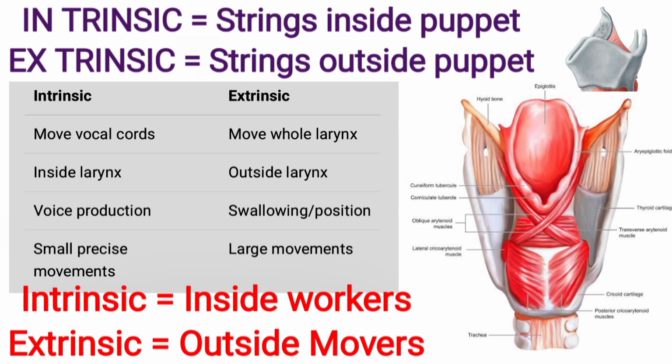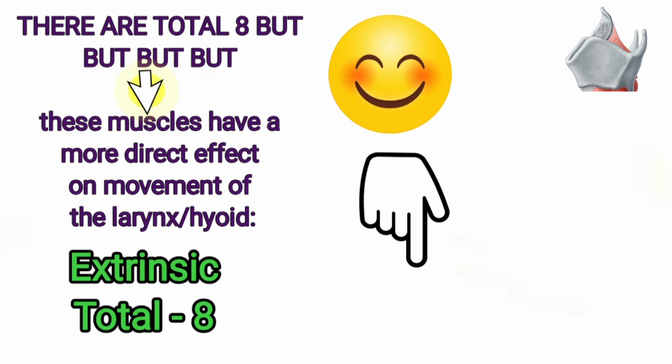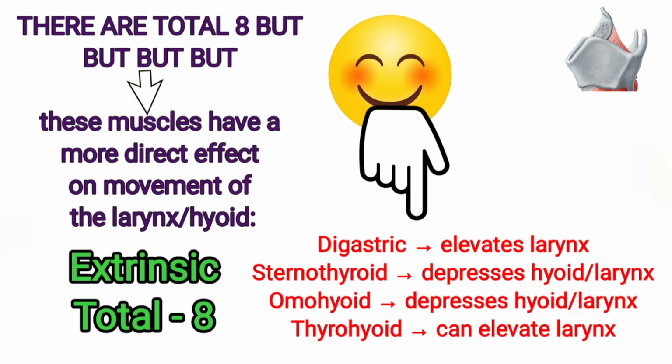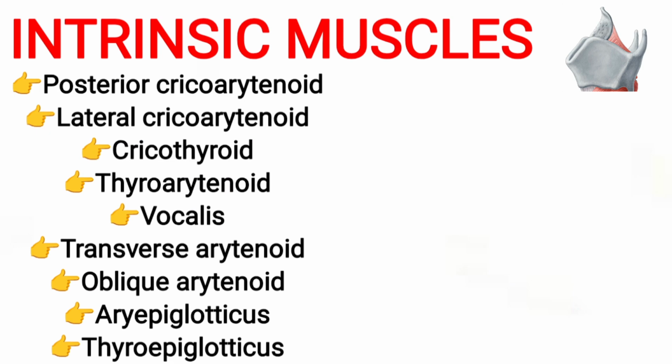Now let's see the names of extrinsic muscles: sternothyroid, thyrohyoid, omohyoid, and digastric. And which are the intrinsic muscles? Here you can clearly see: posterior cricoarytenoid, lateral cricoarytenoid, cricothyroid, thyroarytenoid, vocalis, transverse arytenoid, oblique arytenoid, aryepiglotticus, thyroepiglotticus. These are the muscles.